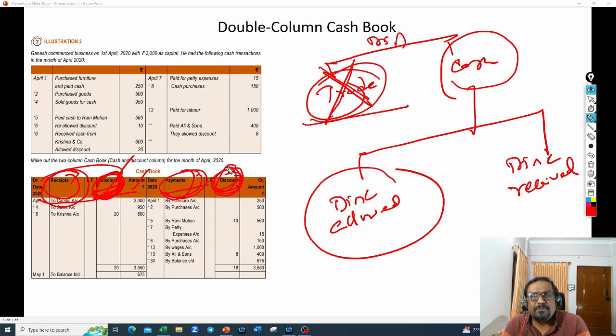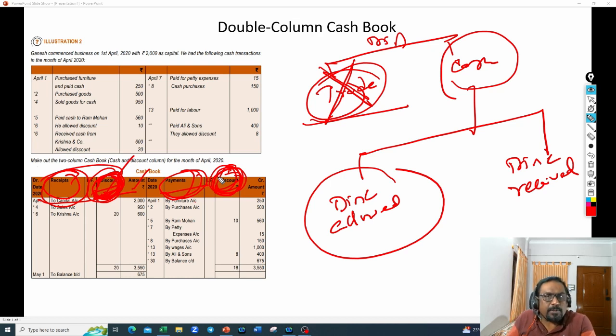That is also another account, right? So beautiful, right? This is how you need to understand why discount allowed is on the debit side, and why discount received is on the credit side. Another important point: debit side discount is called discount allowed, credit side discount is called discount received. This is a blind way of looking at it. Don't do that.